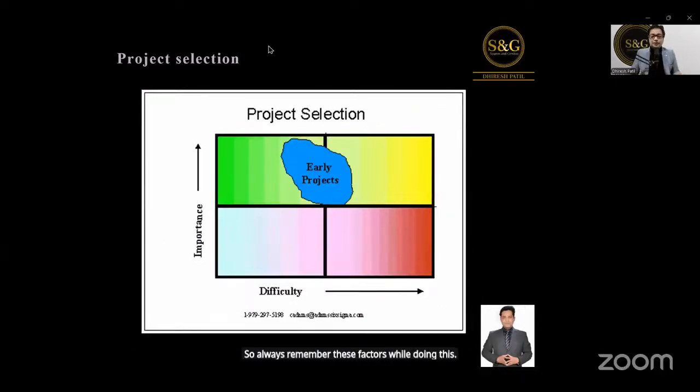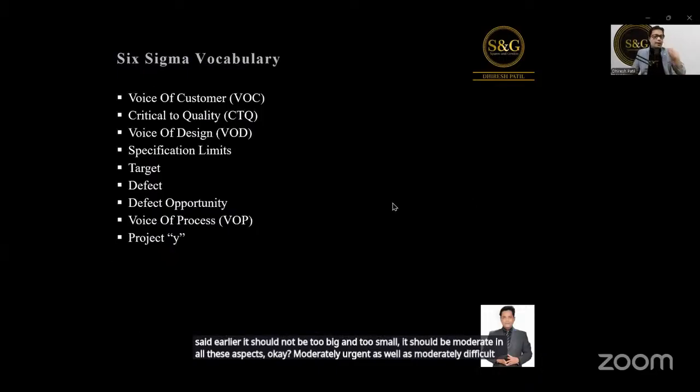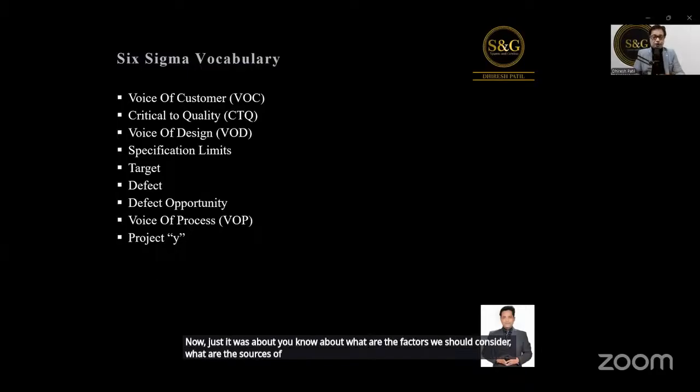Apart from that, the difficulty level should also be moderate. That's what I said earlier. It should not be too big and too small. It should be moderate in all these aspects. Moderately urgent as well as moderately difficult. So that was about what factors we should consider and the sources of project identification.